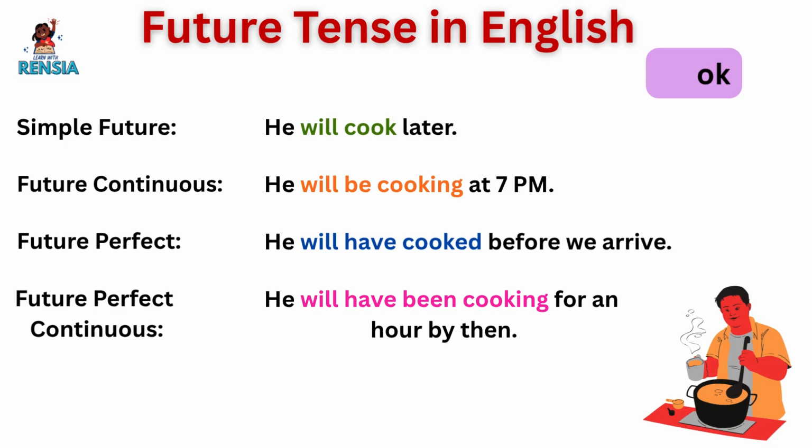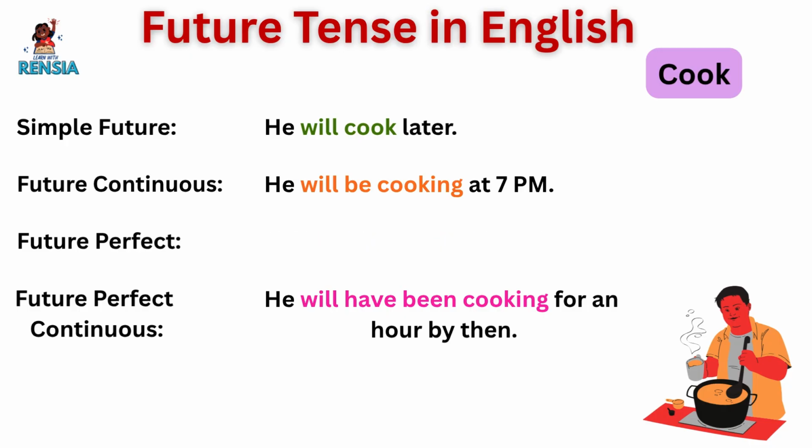Cook: He will cook later. He will be cooking at 7 p.m. He will have cooked before we arrive. He will have been cooking for an hour by then.